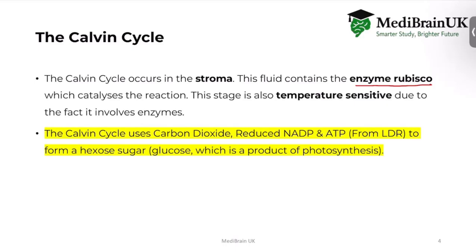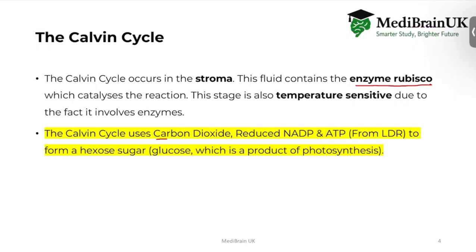Now, the Calvin cycle, this is what it uses. It uses carbon dioxide, it uses reduced NADP and ATP from your light-dependent reaction, and it does this to form a hexose sugar. Now, what does a hexose sugar mean? It means glucose or some respiratory substrate. A hexose sugar just means that it's made out of 6 carbon parts. And these will then be used as an energy reserve within the plant. So it's important to acknowledge the reactants of this stage.